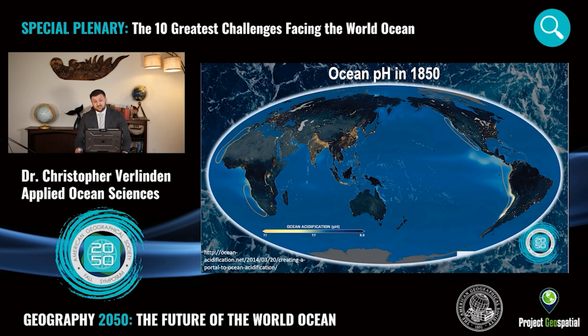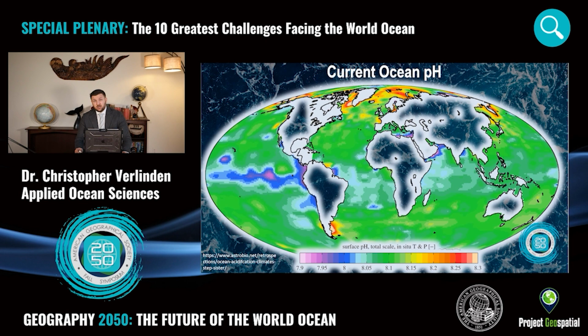Now, if we advance to today's ocean pH, we can see that the ocean is still largely basic, but less so. The average pH you can see is still just a little bit over 8, but only a little bit, and it's not a uniform distribution.